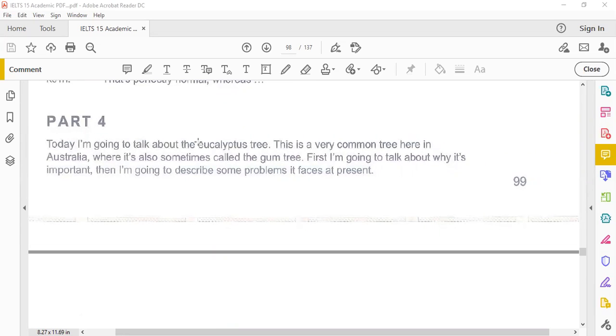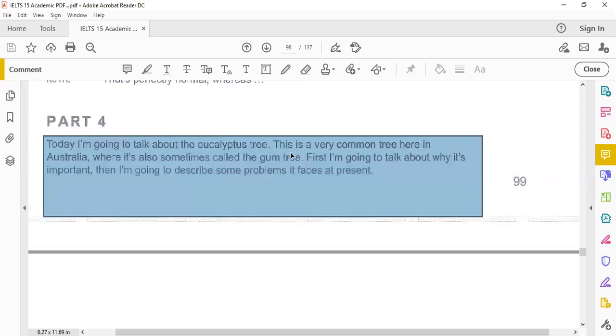Eucalyptus tree is a kind of tree, maybe not in our area, not in our uh, country, I'll say maybe somewhere in your country. So eucalyptus tree, and this is a very common tree here in Australia. Okay, where it's also sometimes called the gum tree. First, I'm going to talk about why it's important. Then I'm going to describe some problems that it faces at present.